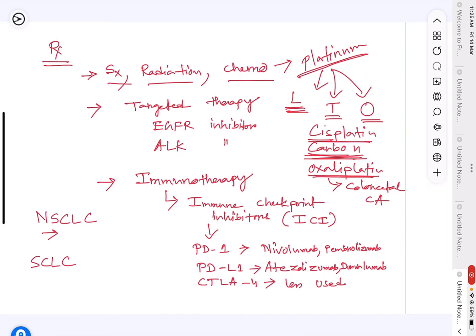See, in non-small cell lung cancer, we use cis combined with pemetrexed. And in SCLC, we combine cis with etoposide. That too, cis pemetrexed is preferred for adeno-CA. This combination is preferred for adeno-CA.